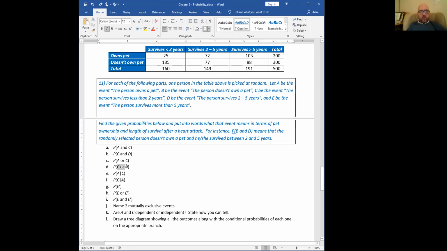Probability of C or D is the probability that they survive less than 2 years or 2 to 5 years, which is exactly the same thing as 5 years or less, right? So one or, it can't be and, but it could be or, right? It would be this plus this, minus the overlap, which is 0, right? So I don't have to worry about the overlap. So this is 309 out of 500.